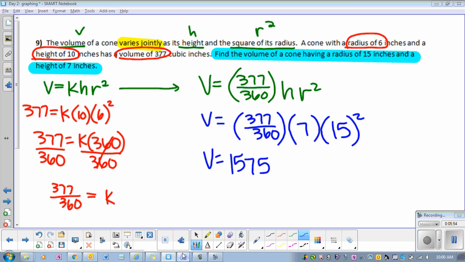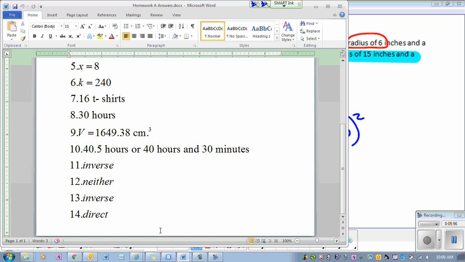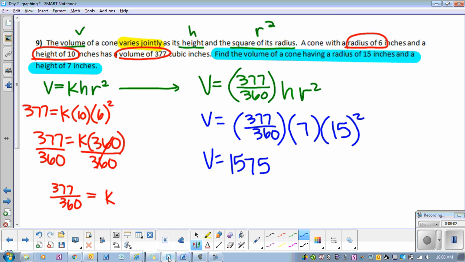Is it 1649.38? Did you put it in parentheses? It says 1649.38 cubic centimeters. Okay? Did you get it now? Yeah?